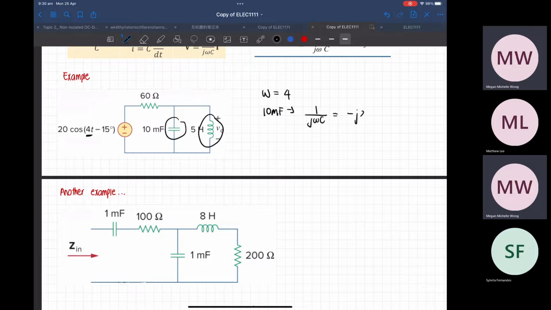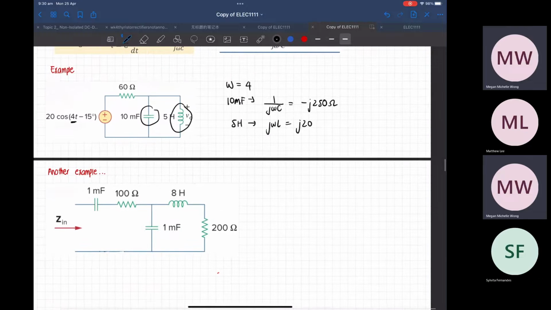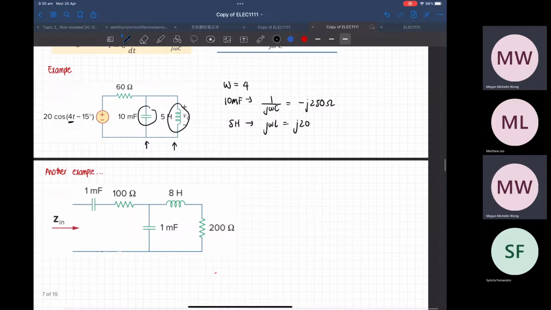Minus J250 ohms. And then the 5 would go to J omega L, which is J20. And then the output is just a very simple voltage division. You can see that these two impedances are in parallel, so you just do minus J250 in parallel with J20.